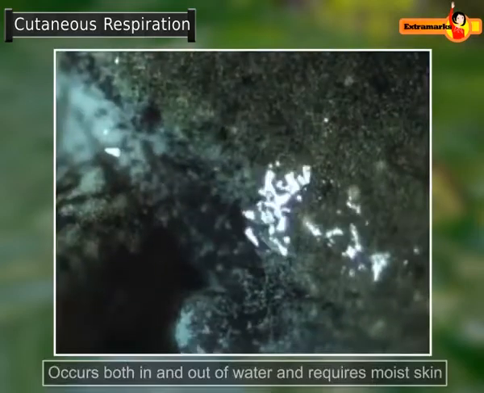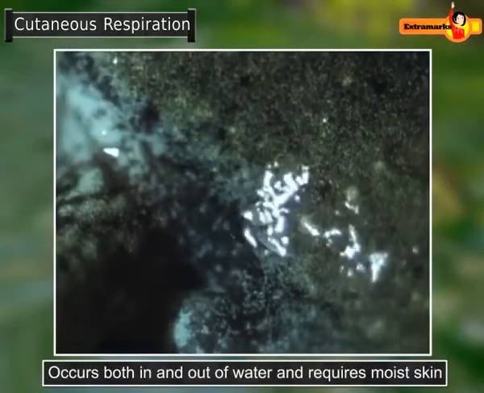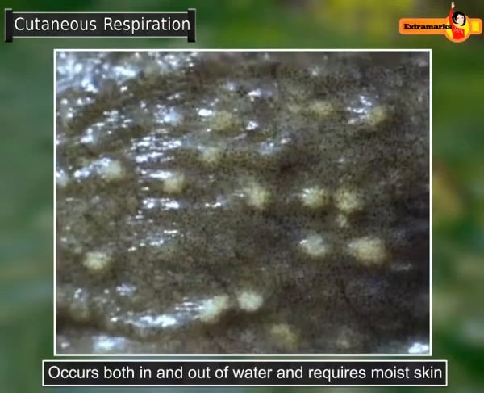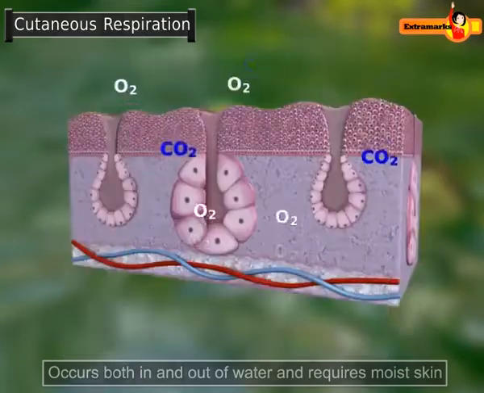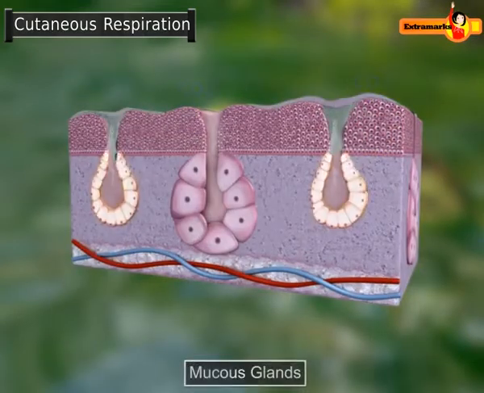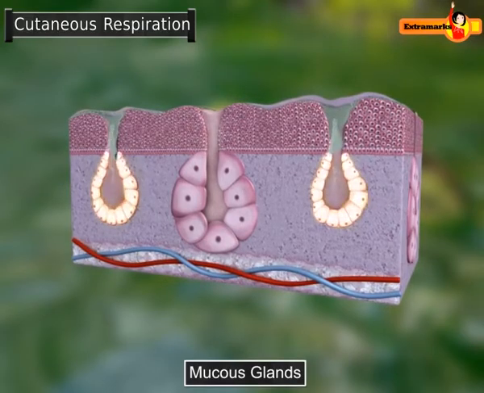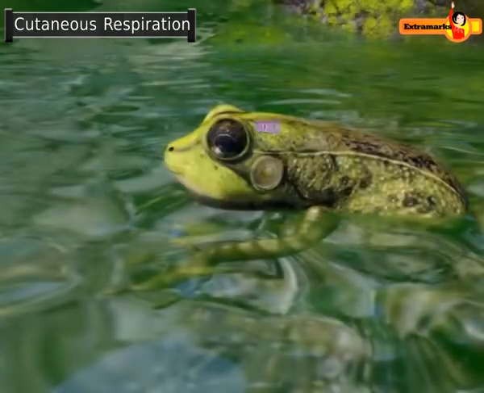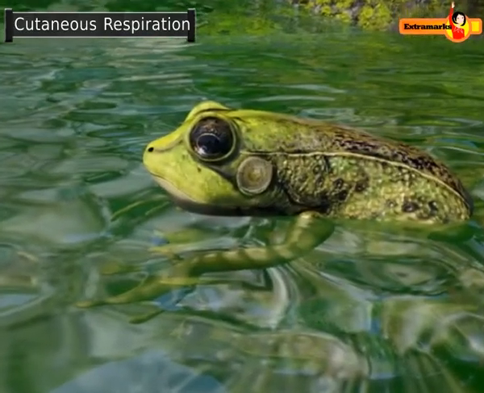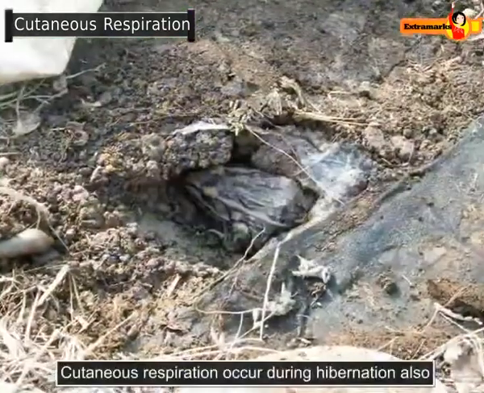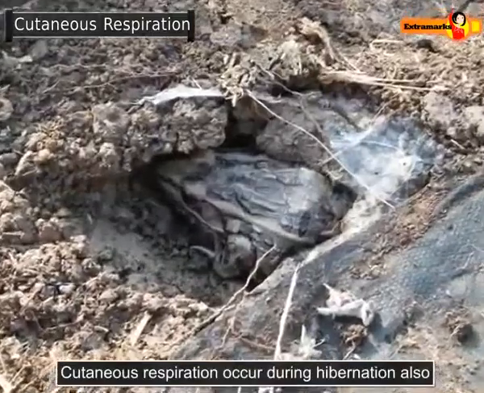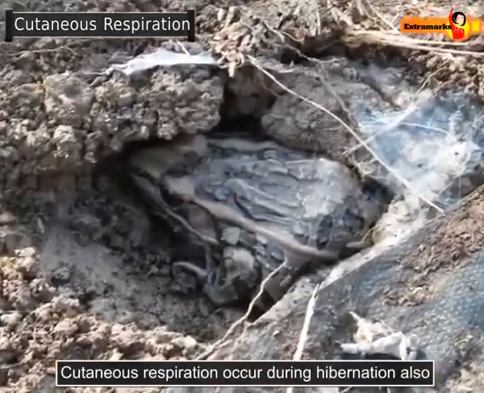This mode of respiration occurs both in water and on land and requires moist skin. Thus, frogs always have moist skin due to glands which produce mucus across the skin. It accounts for more than half of the respiration in adult frogs. During hibernation, this is the only mode of respiration.